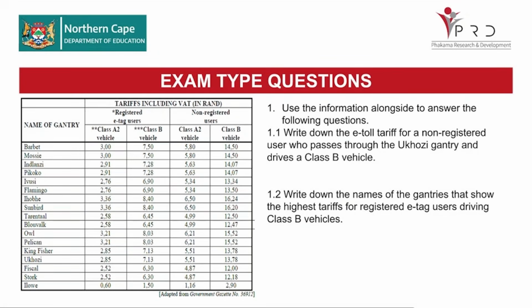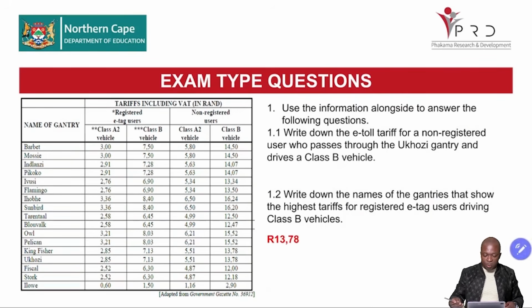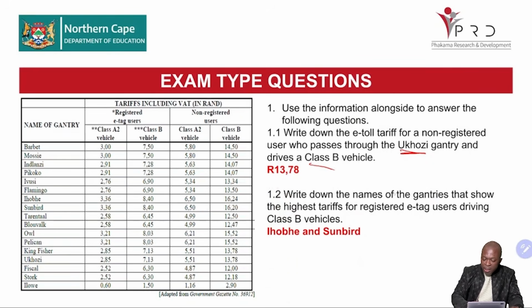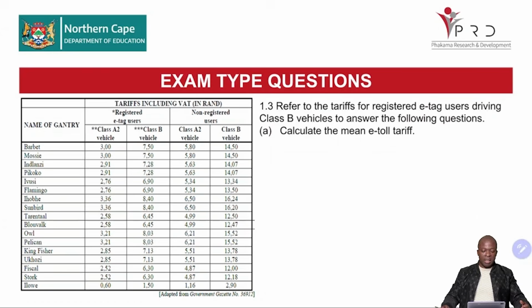All right. Now let's look at how you are supposed to respond to that. So we have 13.78 because they said we must look for Ukozi and Class B. Then the second one says we must now look for registered, but this time they are using Class B, and therefore the values we are looking for are the names of the gantries. This is Ibobe and Sunbird. So here, what are you getting from this? The examiner is asking you to interpret the information that has been given to you and make sense of it so that you get as many marks as possible.